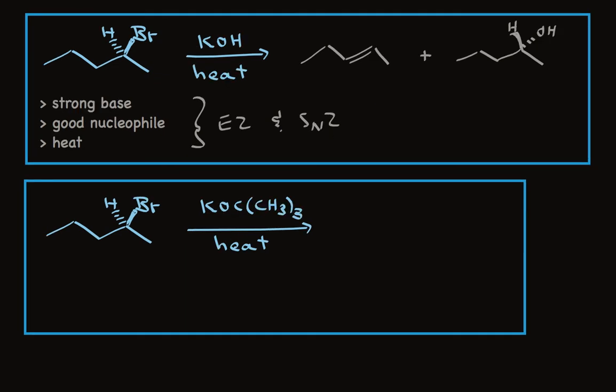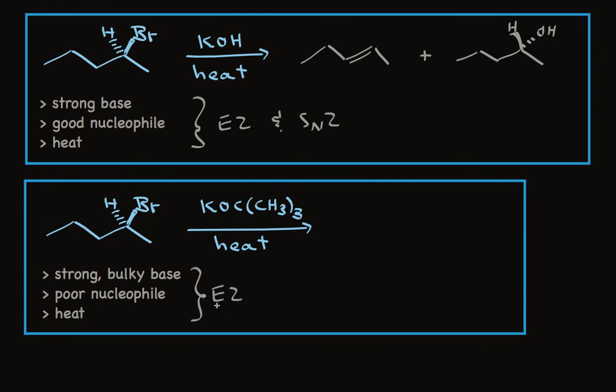And finally, one more example. This same secondary bromide is treated with a strong bulky base and heat. That bulky base is a poor nucleophile, and the heat favors elimination. So we'll expect the E2 product.